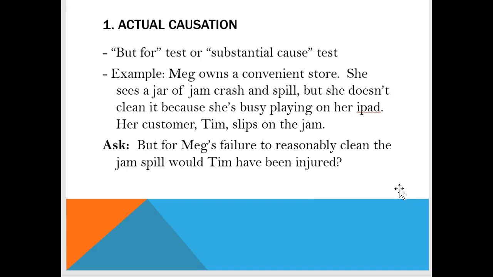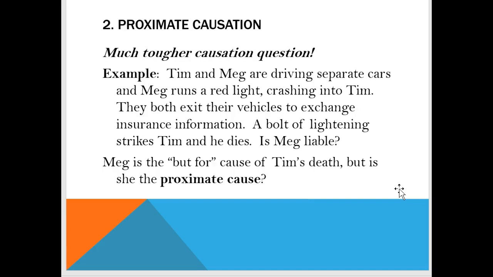I like to call this a row of dominoes. The first domino goes down and knocks the others down, and we can draw a direct link between the defendant's failure to act, the breach of duty, and the plaintiff's injuries. That's the easy one. Here comes the harder question of causation. We call it proximate cause.